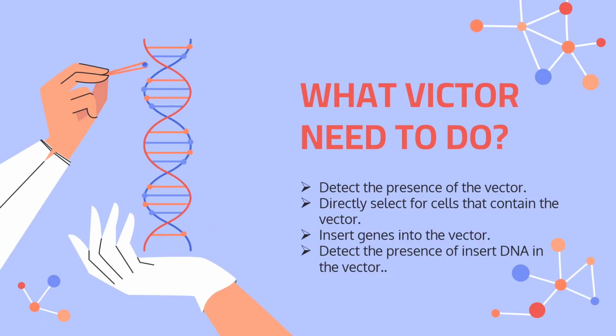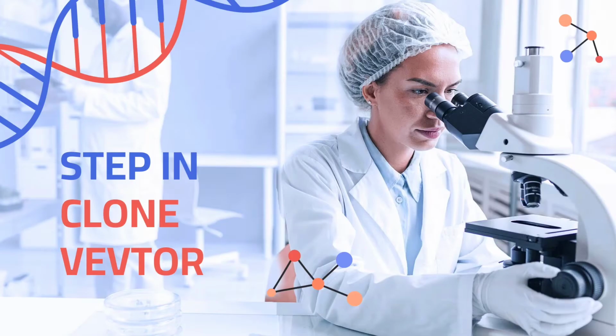Why is the vector important? Because the importance of choosing a vector is that we can detect the presence of the vector. We also can directly select for cells that contain the vector and insert genes into the vector, then detect the presence of inserted DNA in the vector. Next, I will explain the steps in cloning a vector.